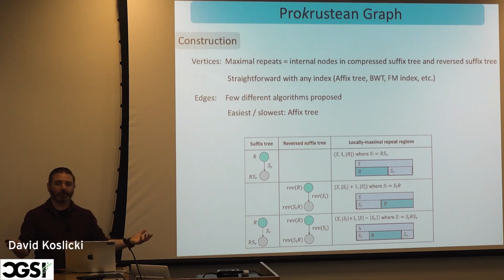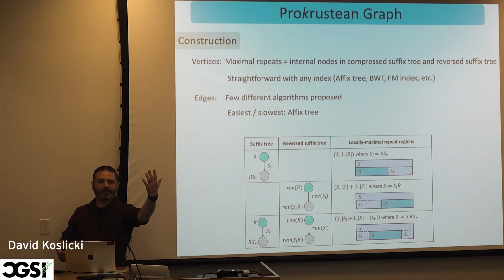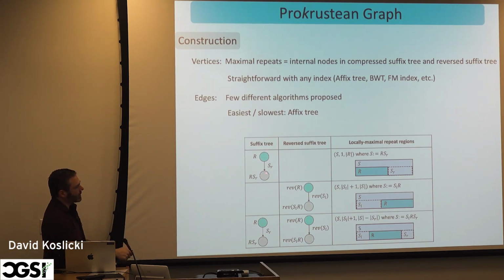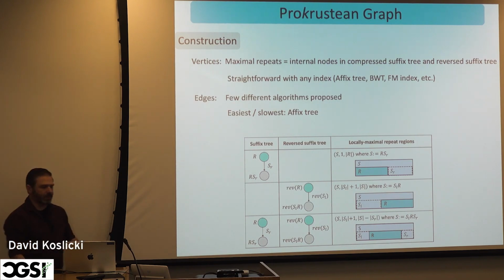Basically, if you take an affix tree, what is an affix tree? That's a suffix tree. Then you take your string set and you reverse it and make a suffix tree of that. If you keep track of edges in your suffix tree or the reverse suffix tree, these correspond to blue regions that are contained in the left or the right of the sequence. And if you have an edge that shows up in both of those trees, that's something in the middle. So by finding all these blue regions, that then allows us to figure out where to draw our edges in the Prokrustean graph.